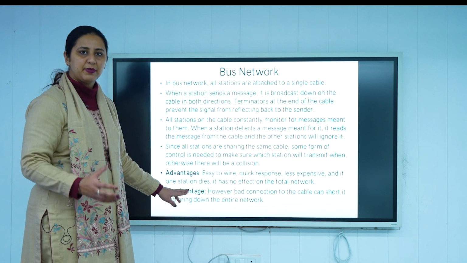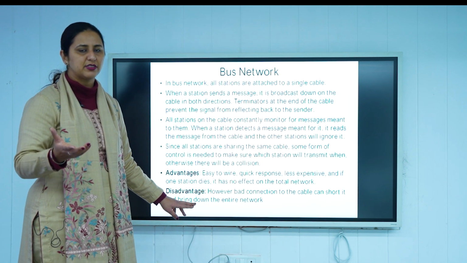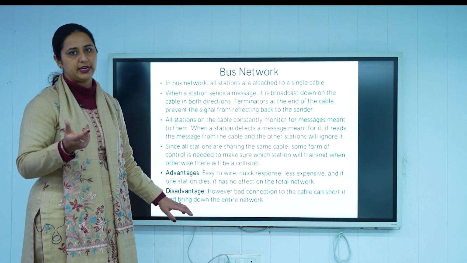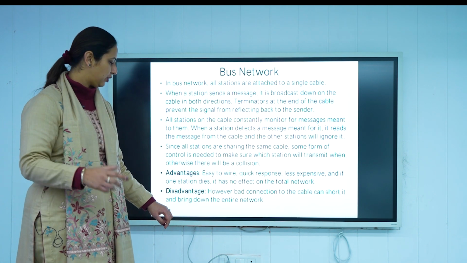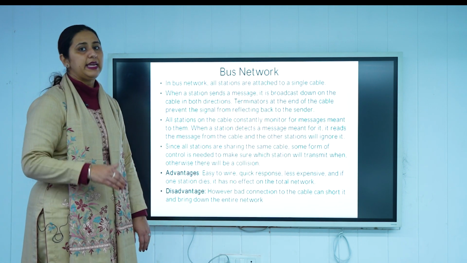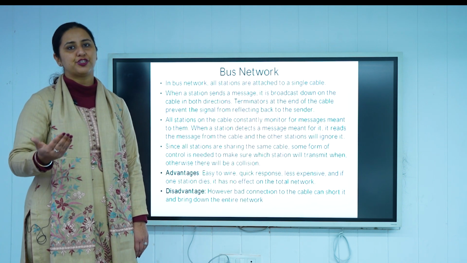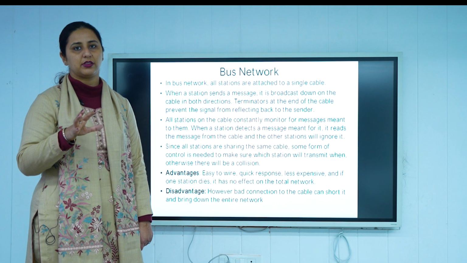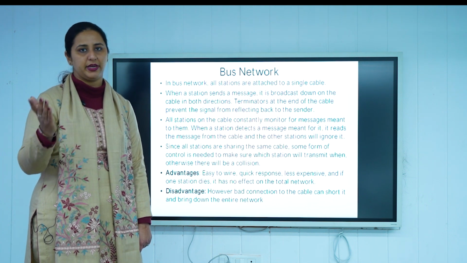And advantages: because a single cable is required, it is very easy to install the cable, and quick connections can be made through the bus topology. And disadvantages: in case there is a bad connection within the cable, that can drop out the whole network. All the nodes will not be able to communicate.